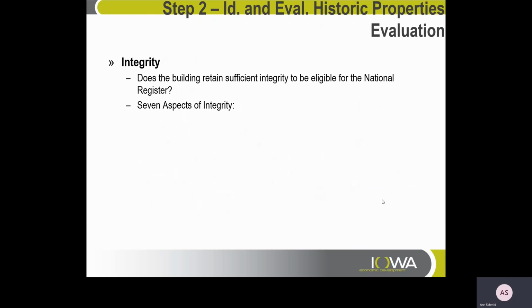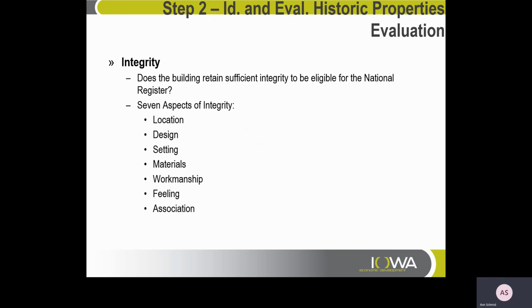Integrity. As I said, we want to compare historic images to current images to know if the building has integrity. Does it retain sufficient information to be eligible for the National Register? The Park Service has established 7 aspects of integrity that we look at, comparing the building as it is today to as it was during its potential period of significance. The location. Has the building been moved or is it in the same location where it was built? Design. Does it show the same design characteristics now as it did when it was built?